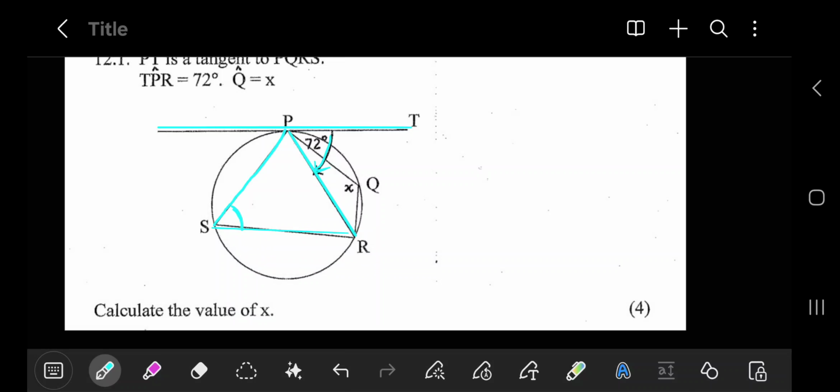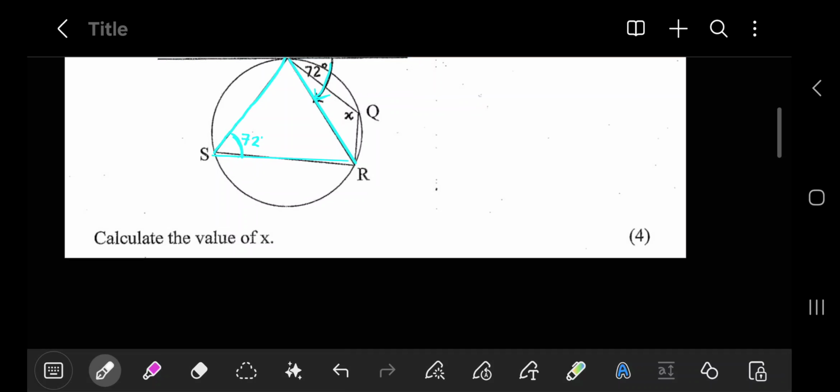I'm just going to repeat that. The angle between the tangent and the chord at its point of contact is equal to the angle subtended by the chord on the circumference of the circle. So here, angle S is also 72 degrees. And what we've just made use of is tan chord. So let's write that down. We're going to start off by saying angle S is 72 degrees and our reason is tan chord.